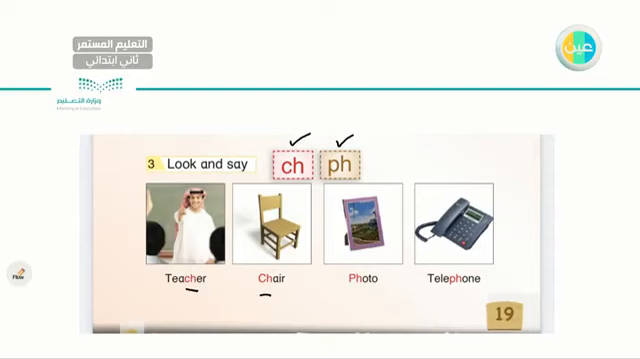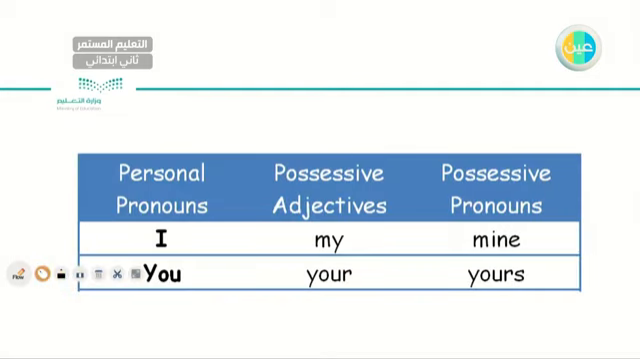Let's go to the next two letters. I have P and H. If I have P and H together, the sound is fa. Photo. Very good. Telephone or phone. Very good. So let's go through the words one more time. Teacher, chair, photo, telephone. Very good. So now all set. Let's go to the new unit.